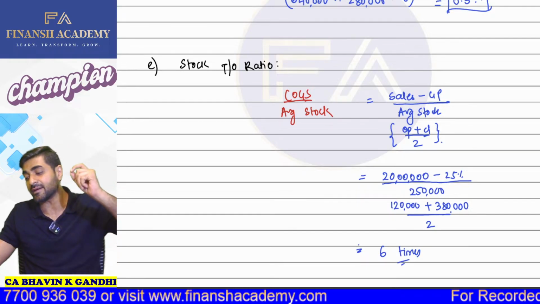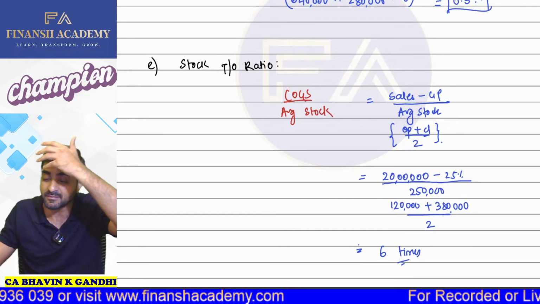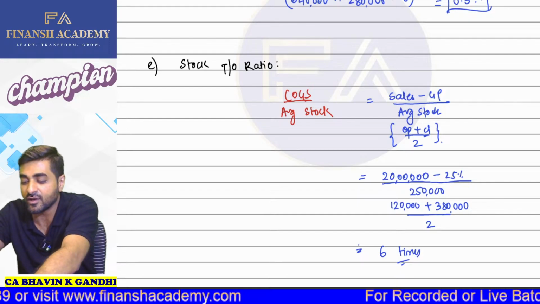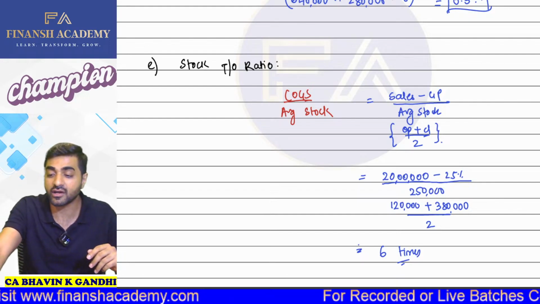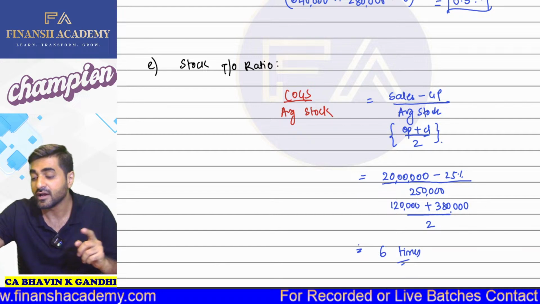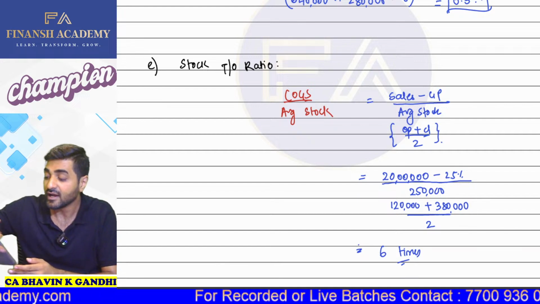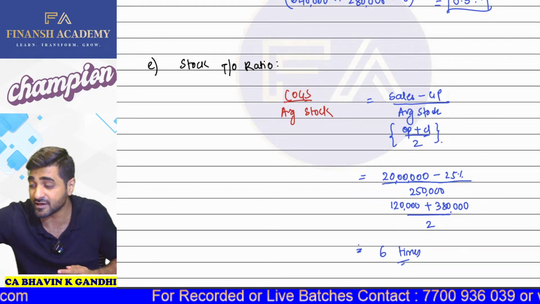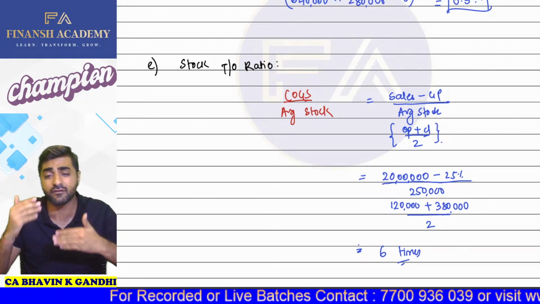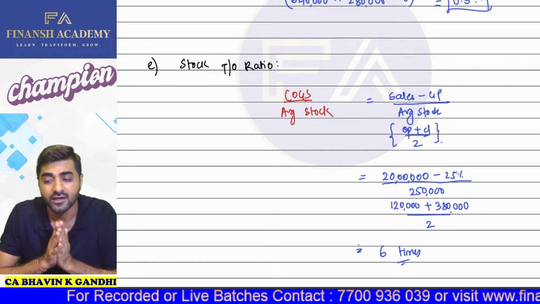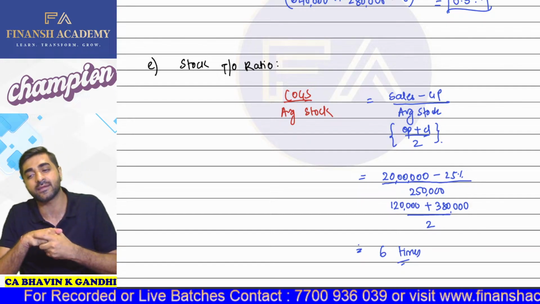Now what does this 6 times mean? This 6 times means that this particular stock is getting rotated 6 times in a year. It is getting rotated how many times in a year, beta? 6 times in a year, there is rolling for this particular stock. So we have the stock turnover ratio of 6 times.